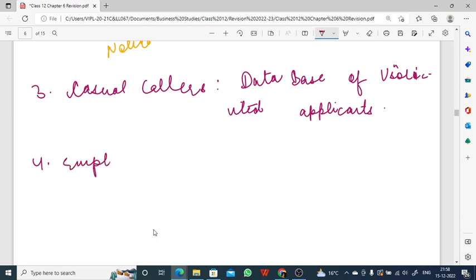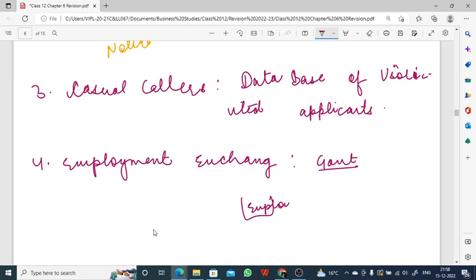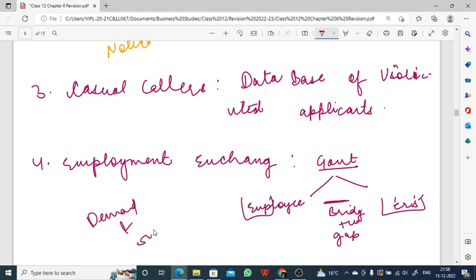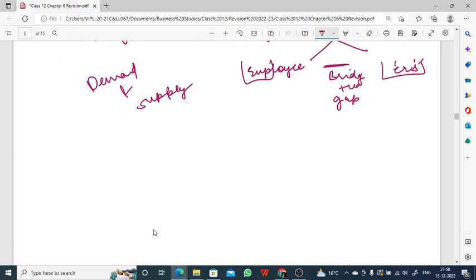Next is employee or employment exchange. When I'm talking about employment exchange, these are generally run by the government. These are the employees and these are the employers. Basically, the government will bridge the gap between demand and supply. Okay, unskilled, skilled, it can be both.